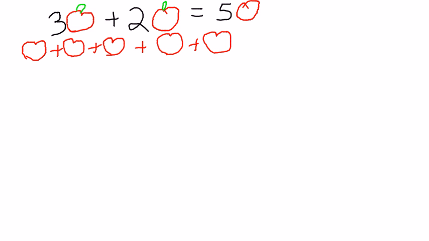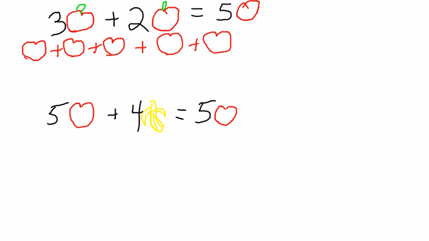Now, what if I were to take those 5 apples, and to those 5 apples, I'm going to add, let's say, 4 bananas. How many apples and how many bananas do I have now? Well, I still have 5 apples. And I still have 4 bananas.